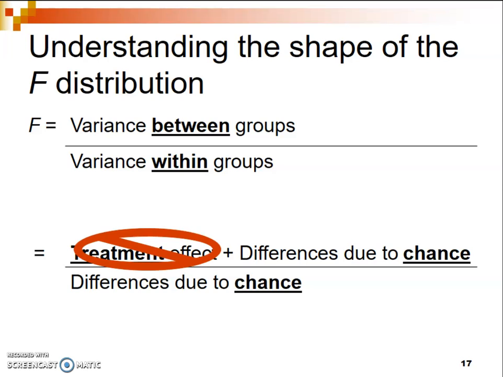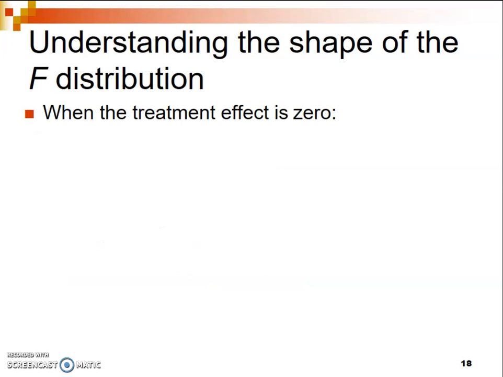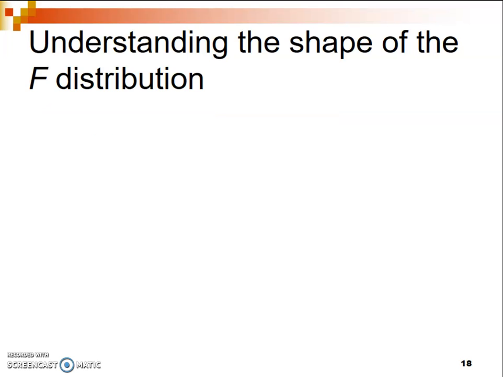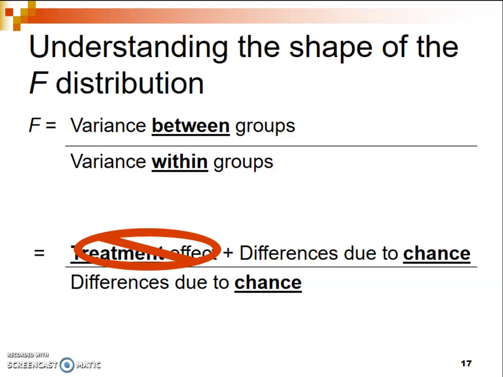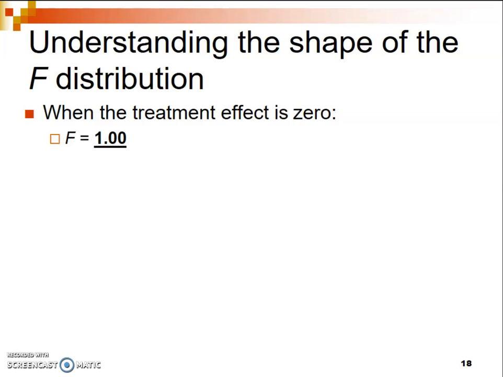And what that leaves us with is, when the treatment effect is 0, so we have just differences due to chance over differences due to chance, then what we would expect is our F ratio to be 1. So when there is no effect of the treatment, so the room temperature has no effect on aggression levels, we would expect our F ratio to be equal to 1.